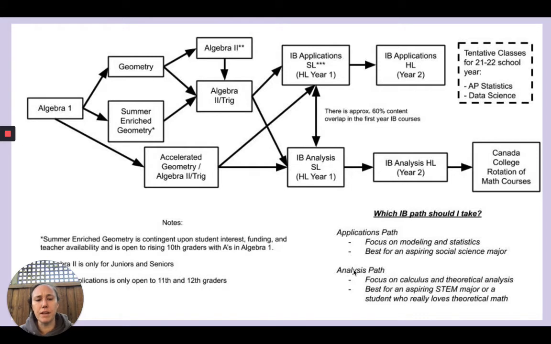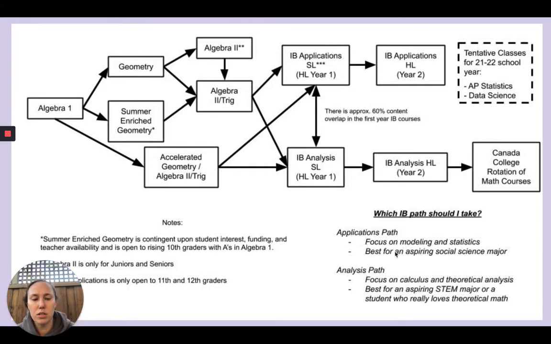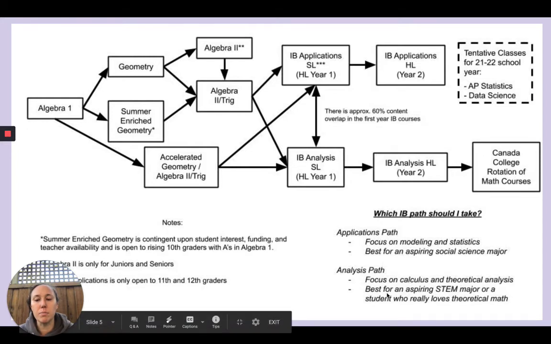And the difference between the two classes is that the applications class focuses on modeling and statistics. All of the domains are still taught, so students will still learn some calculus, they will still learn some geometry, they will still work on functions and algebraic concepts, but more of an emphasis is placed on modeling and statistics and the use of technology. In the analysis path, more of an emphasis is placed on calculus and theoretical analysis.